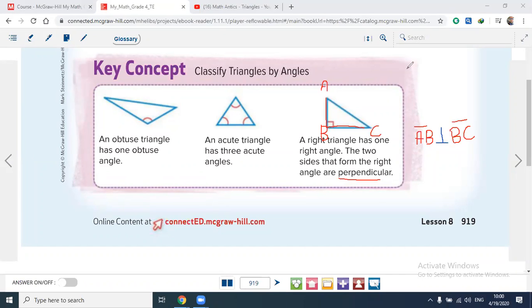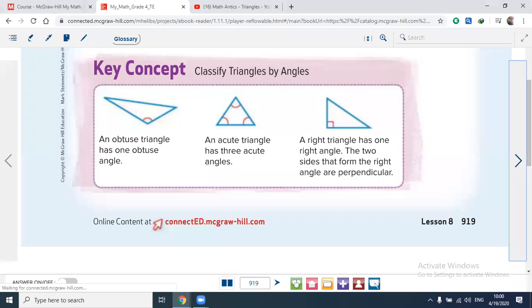Okay. Is it clear for all? Anyone has a question about this part, guys? Any question about this? Okay, this is clear for all. Now let's go to the next page, 920.